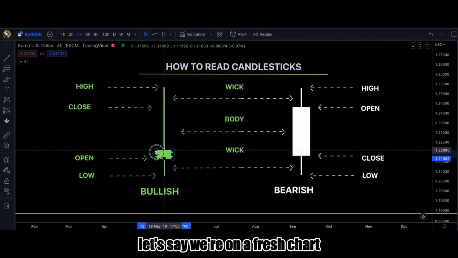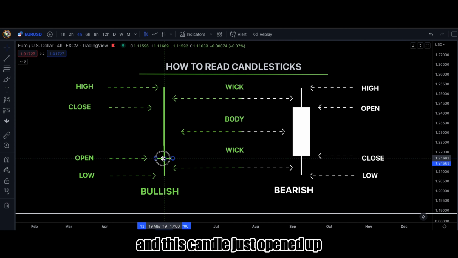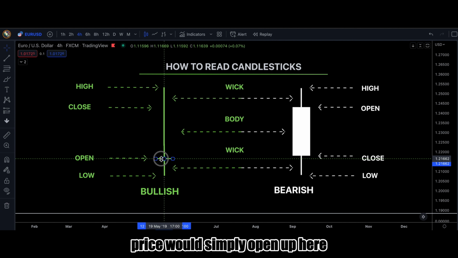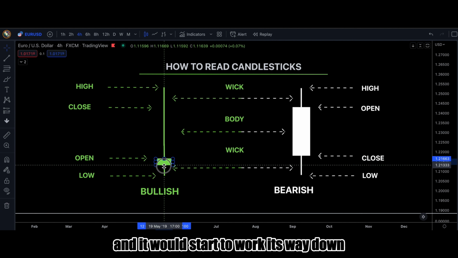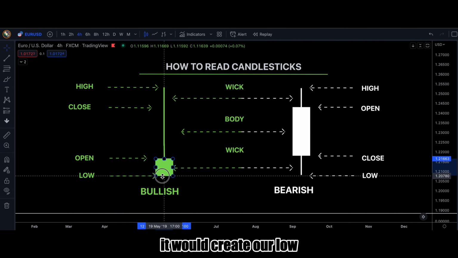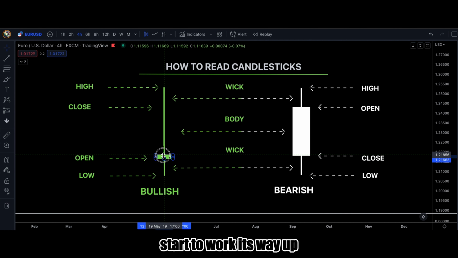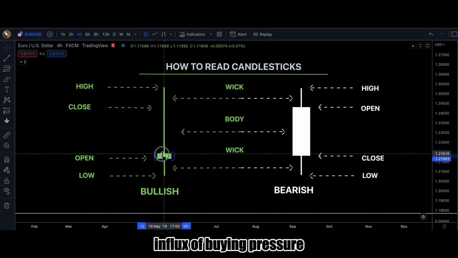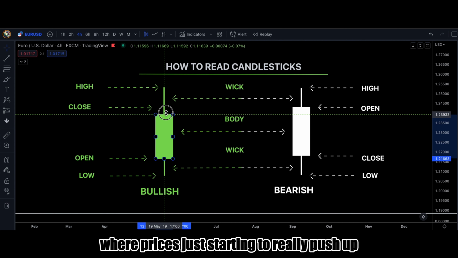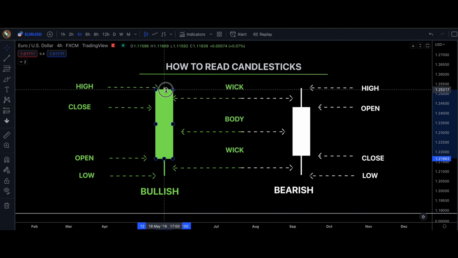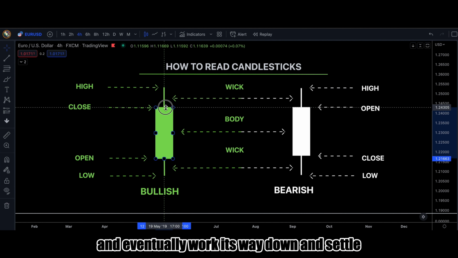Let's say we were on a fresh chart and this candle just opened up. We're still on a 4-hour time frame. What would happen is over the course of this 4 hours, it would give us this information. Price would simply open up here and it would start to work its way down. It would create our low, start to work its way up. We'll get an influx of buying pressure where price is just starting to really push up, creates our high, and eventually work its way down and settle and then close.